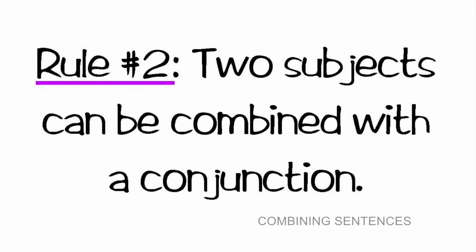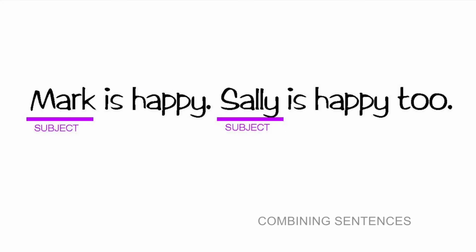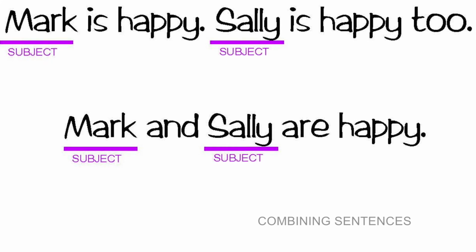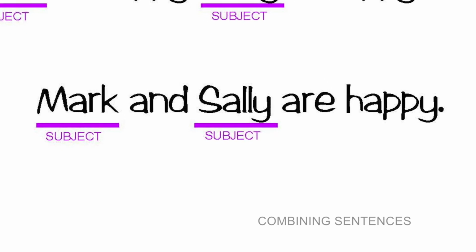Then we have rule number 2. Two subjects can be combined with a conjunction. Here's an example of rule number 2. Mark is happy, Sally is happy too. Mark is a subject and Sally is a subject. And in both sentences, we're saying the same thing about them. We're saying that they're happy. So it is okay to combine these two subjects with a conjunction by saying Mark and Sally are happy.